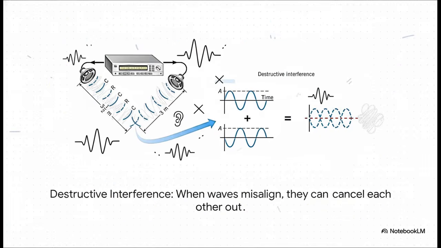But what if they're perfectly out of sync? What if the crest of one wave meets the trough of another? Well, in that case, they can actually cancel each other out. You get a smaller wave, or if they're perfect opposites, you get nothing. Silence. This is destructive interference, and it's not just a weird physics trick. It's the exact principle behind how your noise-canceling headphones work. They create an anti-noise wave to kill the outside sound.